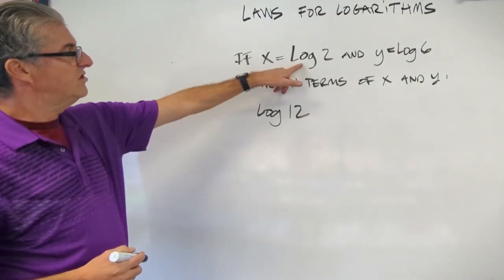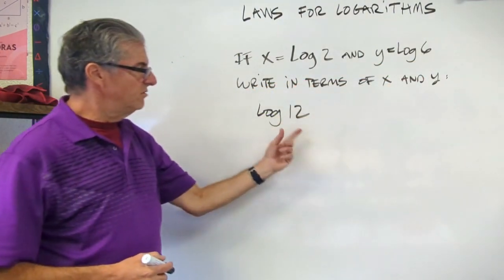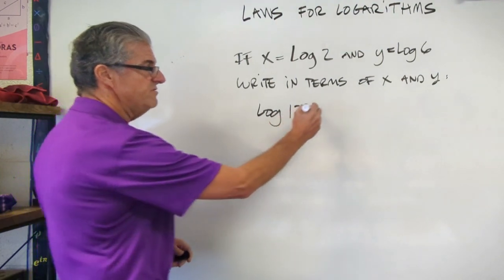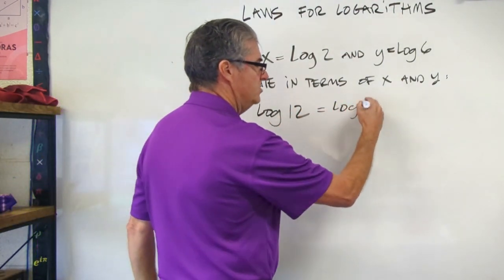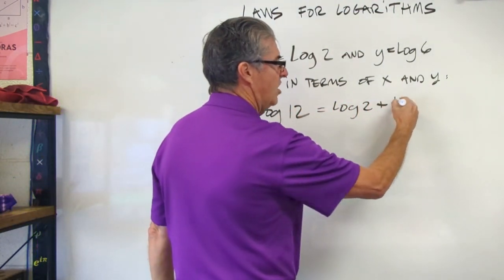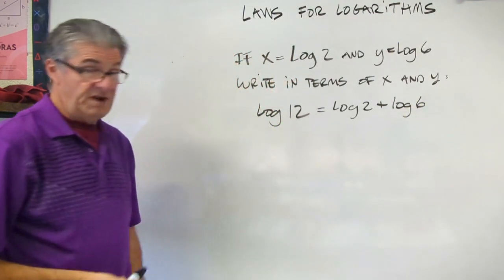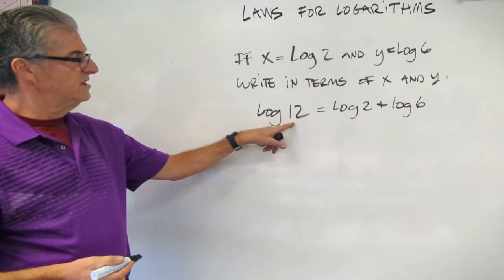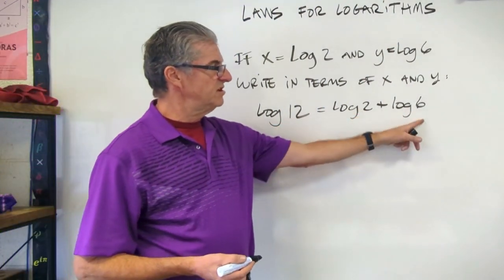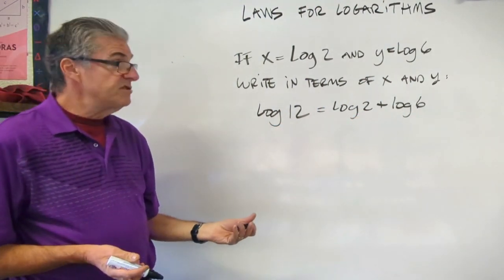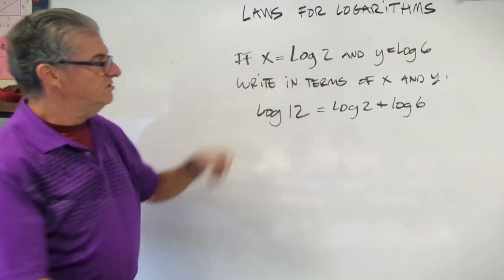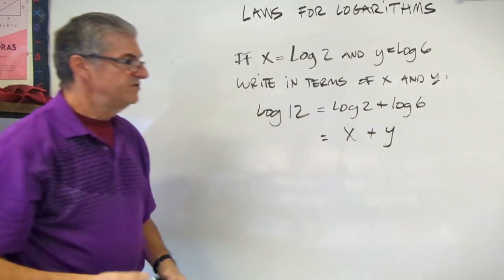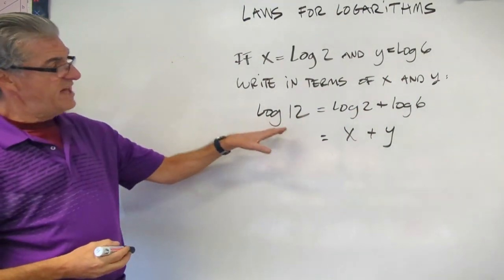So x is log 2, y is log 6. So I notice with 12, I have 2 times 6 in there. So I can rewrite this as log 2 plus log 6, right? That's how we can break that down. This is log of 2 times 6, so that breaks down to log 2 plus log 6. Now we're pretty much there, right? X is log 2, so this is going to be x plus y, because y is log 6. So that satisfies that prompt.